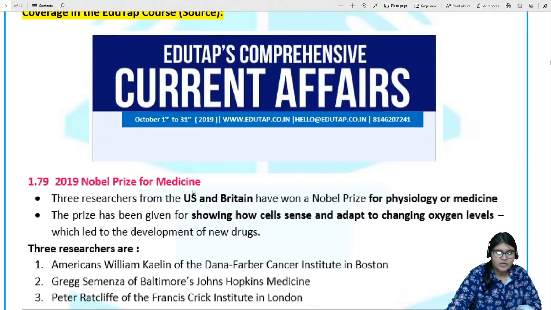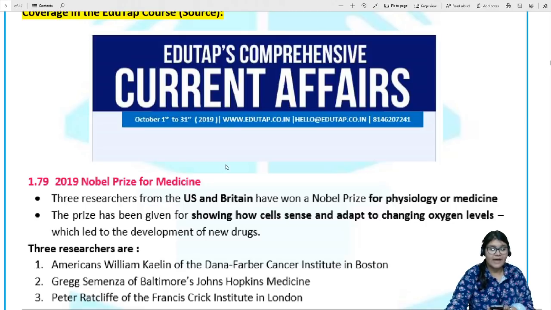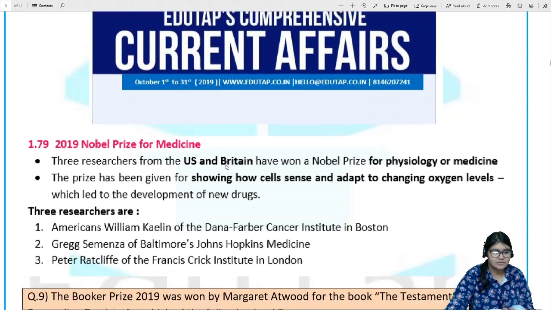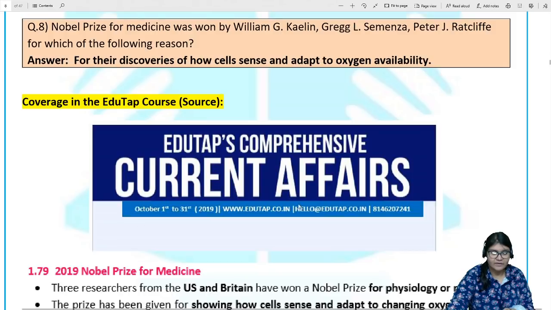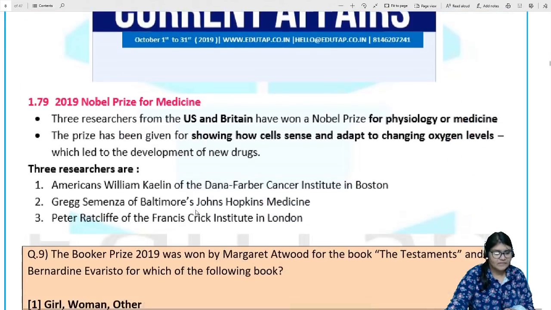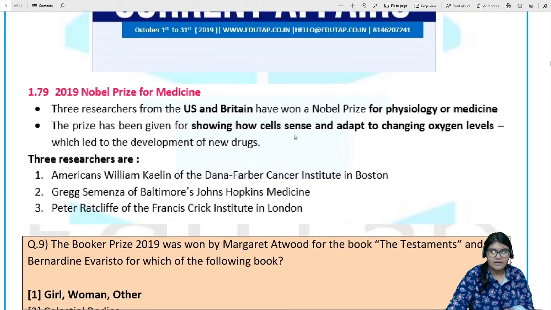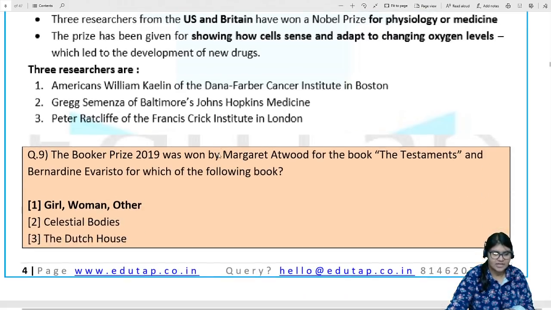You can see most of the questions were from the month of October, and next priority was given to September, August, and then there were a few questions from the remaining months. Okay, so here we had covered this again in the magazine that we provide. Very clearly we have given here, see how Nobel Prize for Medicine, showing how cells sense and adapt to changing oxygen level. So that's what was asked in the examination, right guys?